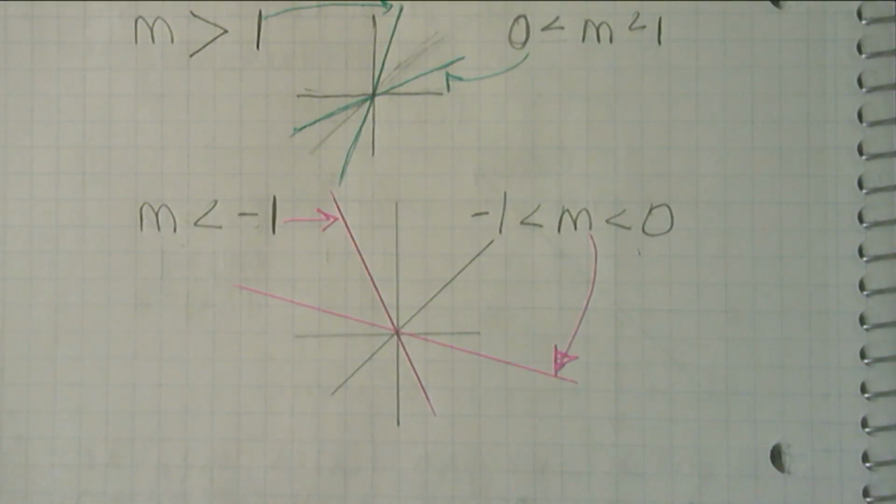Can you see the difference between those? The pitch of my line is steeper when I'm higher than 1 or less than negative 1, right? It's flatter when our slope is a fraction. All right, when my slope is a fraction, it's a shrink. When my slope is an integer, greater than 1 or less than negative 1, it's a stretch.